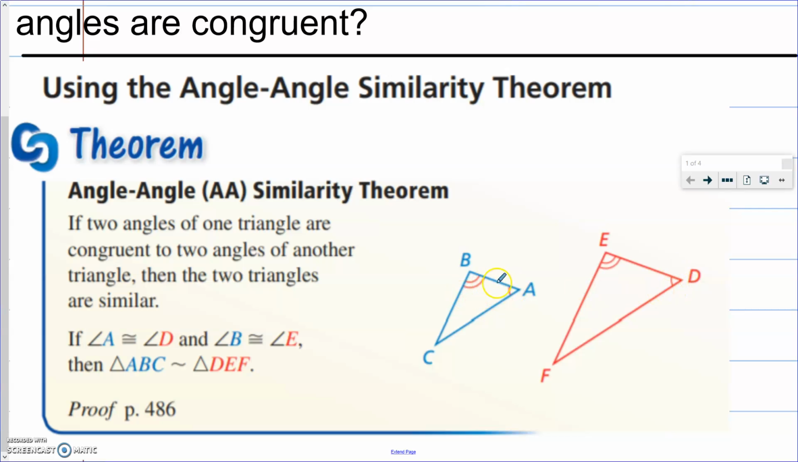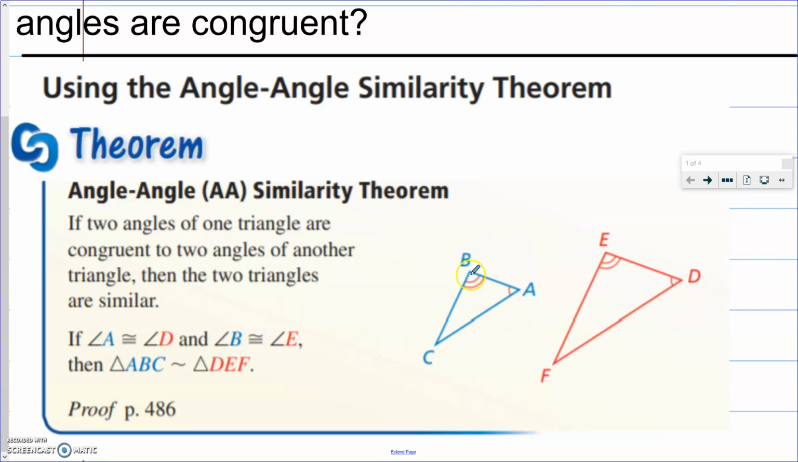indicate congruency. So this single line means that this one with the single line has the same value. These double lines indicate that this one over here with the same double line also has the same value as this one. So we know that angle A is congruent to angle D, and angle B is congruent to angle E. That's what the lines indicate. We can make the claim that triangle ABC is similar to triangle DEF.